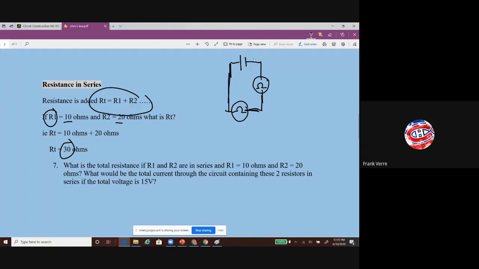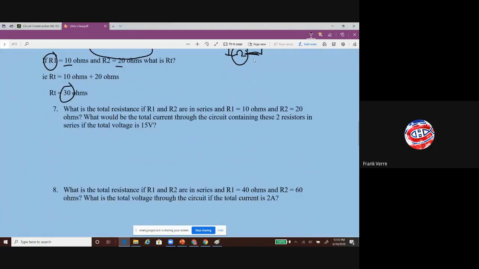Now, think about then what we see and how this makes sense. What we see is that the light bulbs are dimmer. And that means that the current is lower. Now let's see that with a calculation here, okay?